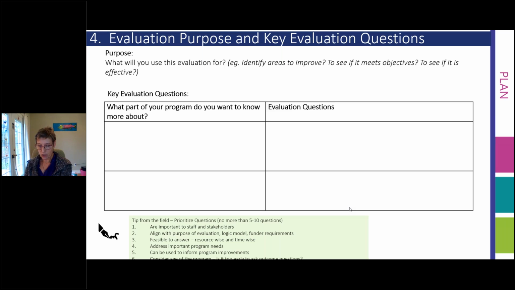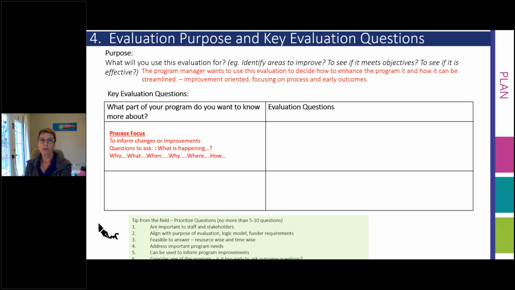And then from there, you develop the evaluation questions. So for example, in A, what part of the program do you want to know more about? Let's say we want to know more about the processes. As a process focus, we want to inform changes or improvements. The questions you would be asking are: what's happening? Who is it happening for? When is it happening? Where is it happening? How is it happening? And you're focusing in on the activities and the inputs.